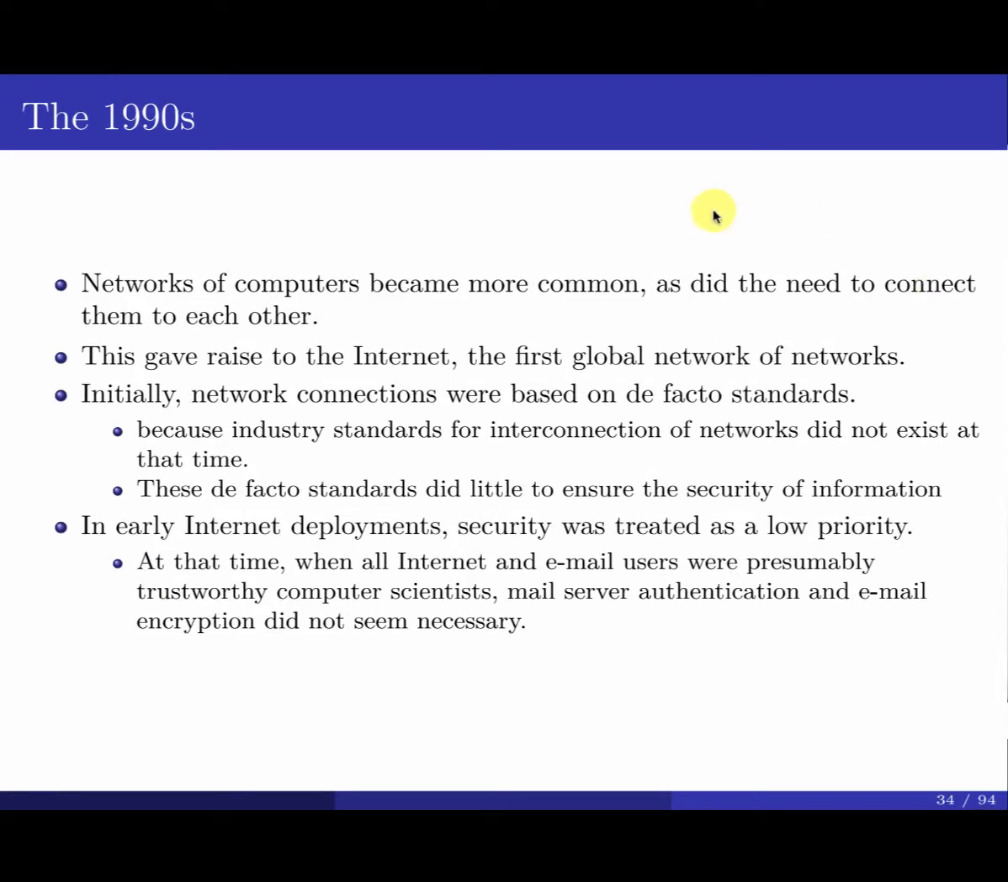So in the 1990s, we started to have networks, with computers connected becoming more common. It's not only mainframes, but personal computers starting to connect to each other. We started to have what's called the internet, the global network of networks. So now we have multiple PCs, not only mainframes, connected to each other in order to access the system here.